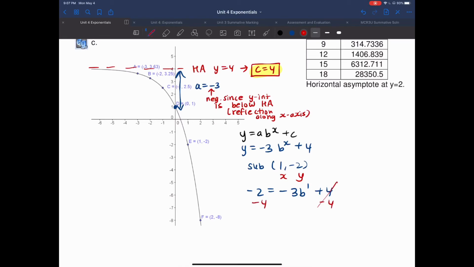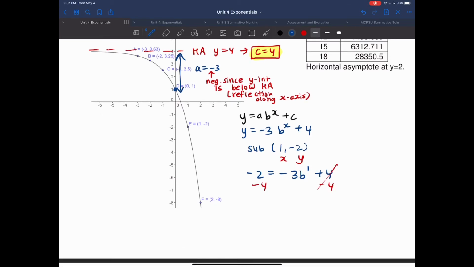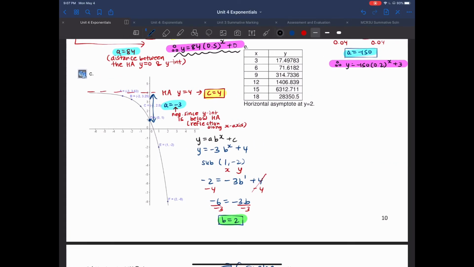I'm going to subtract 4 from both sides, and I'm going to get -6 is equal to -3b. I want to get b by itself, so I'm going to divide both sides by -3, and so b is equal to not negative 2, but positive 2. At this point, with all the information I have, which is my A, my B, my C, I'm going to conclude my transformed simplified equation, which is going to be y equals my A value of negative 3 due to that reflection. And then I have my base of 2 to the exponent x plus 4.